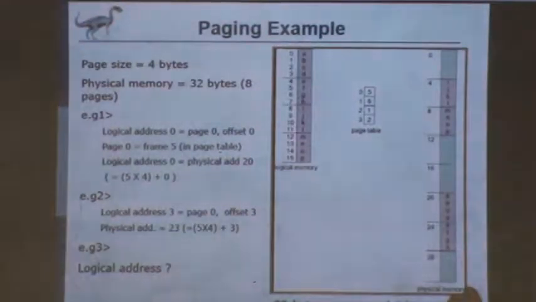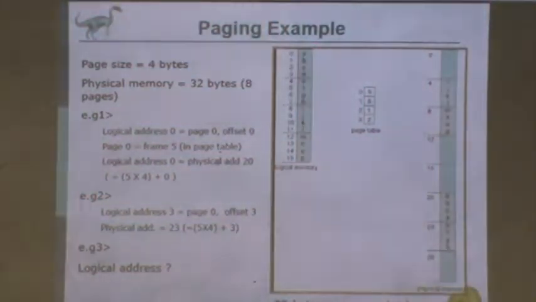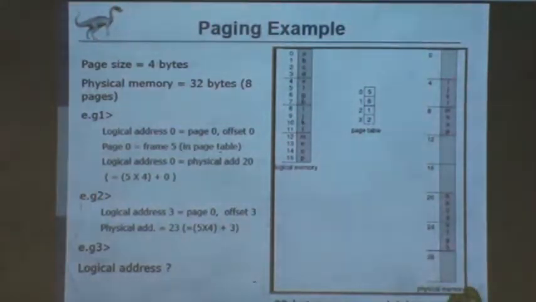There is a tricky question, which is 30. 30 is out of range of the program. Then what happens?